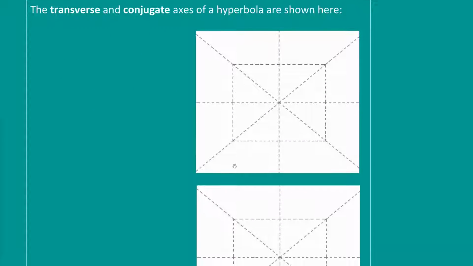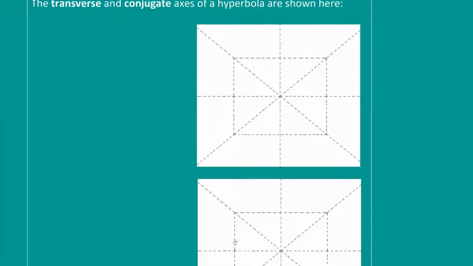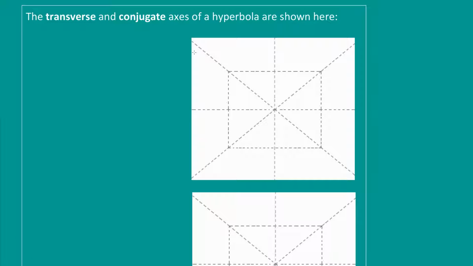Transverse and conjugate axes of a hyperbola are shown below. They just want to make sure that you understand that if my hyperbola goes like this, this is my transverse, and this is my conjugate.